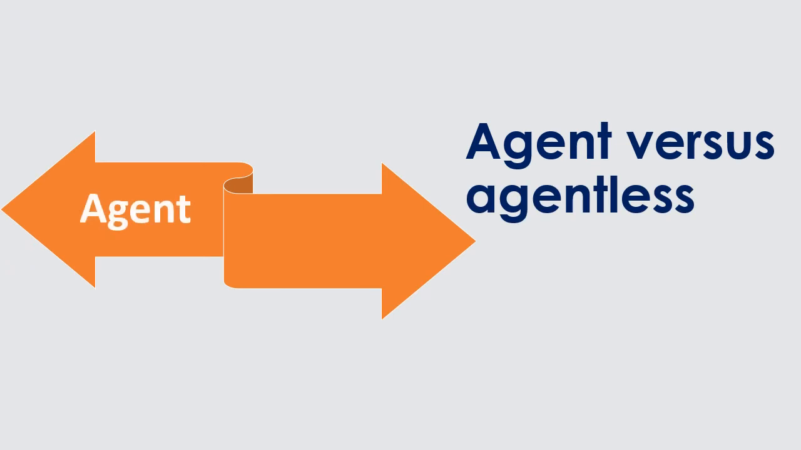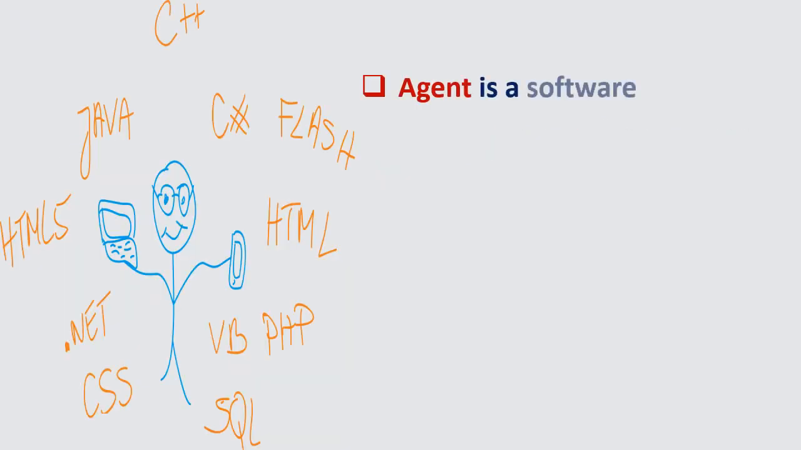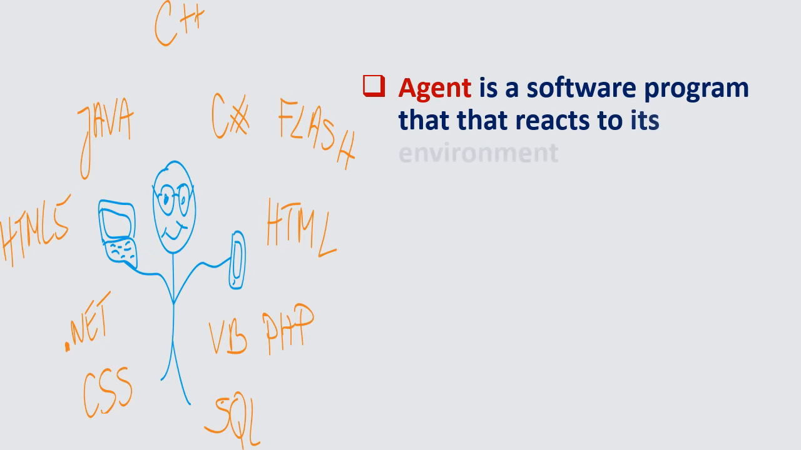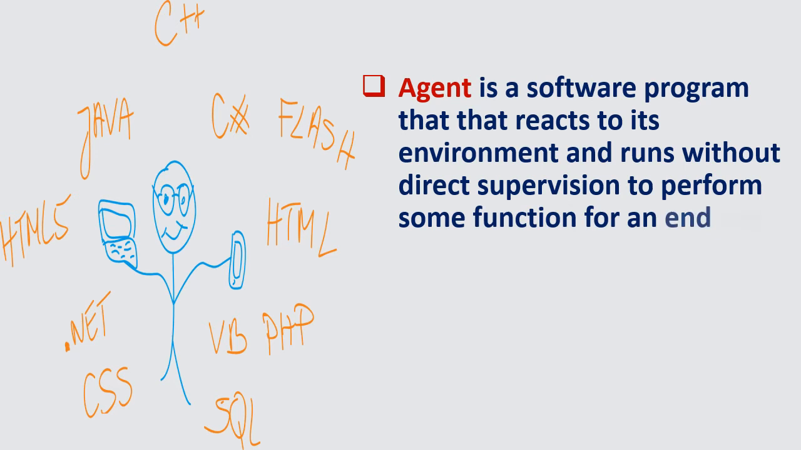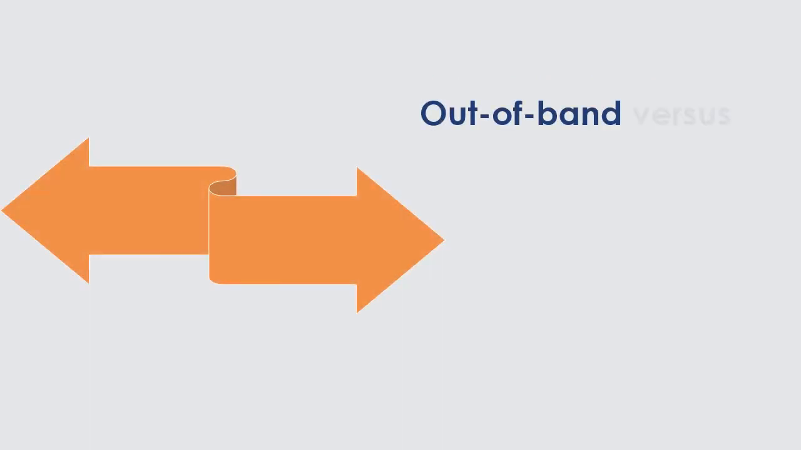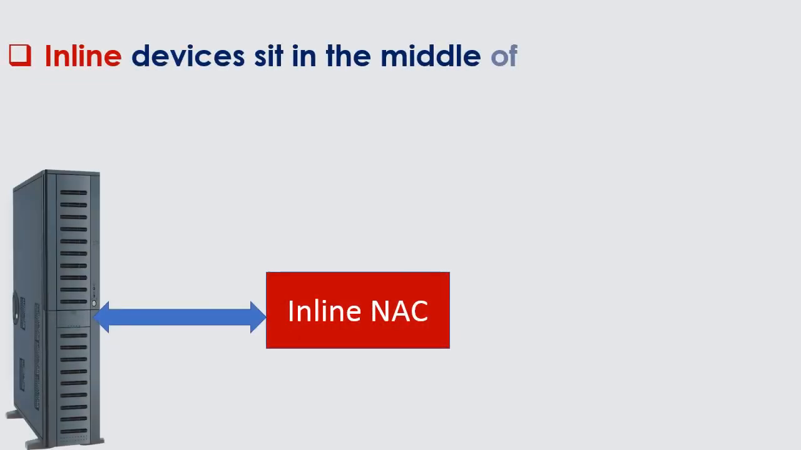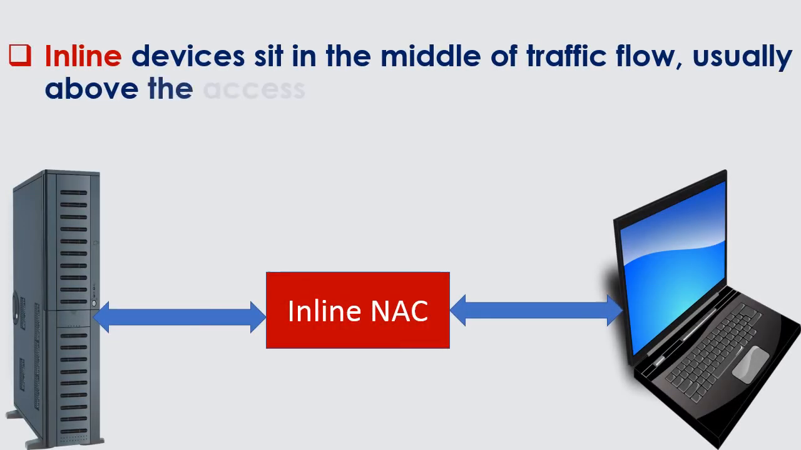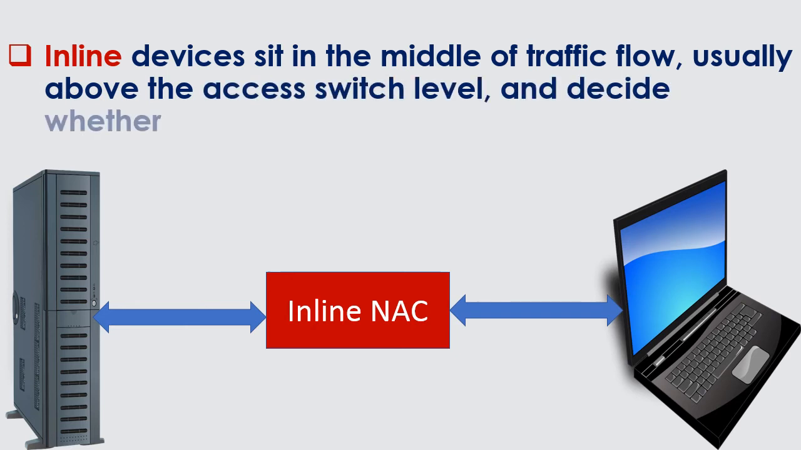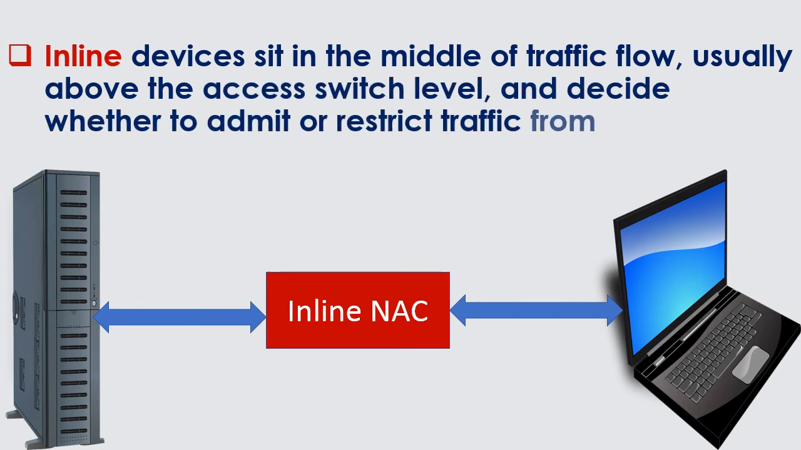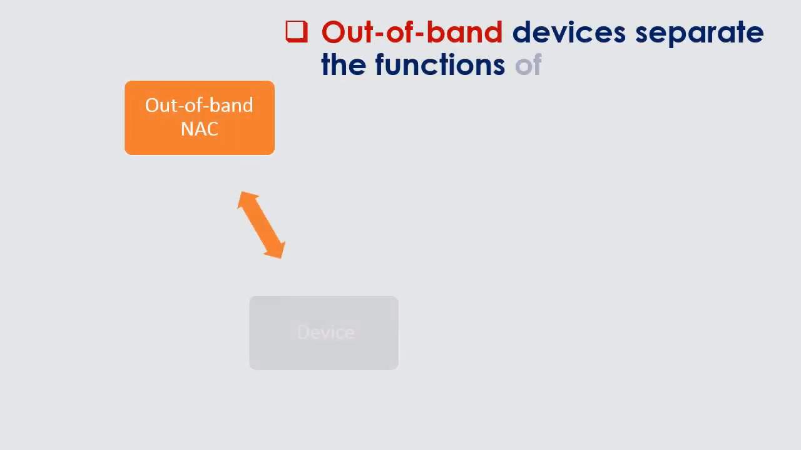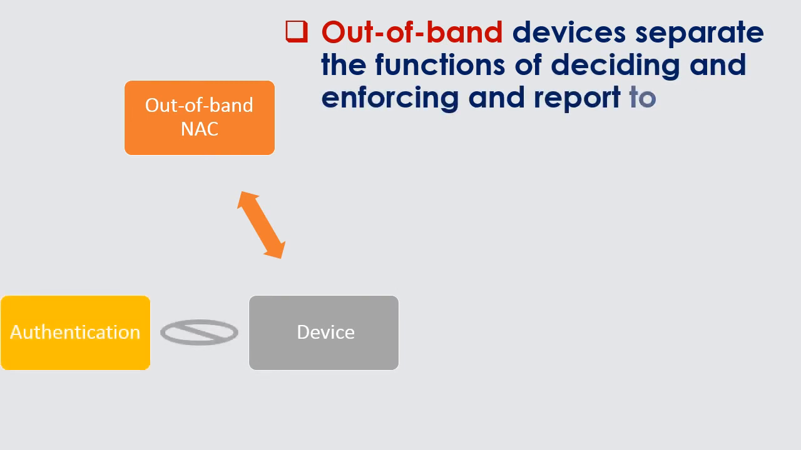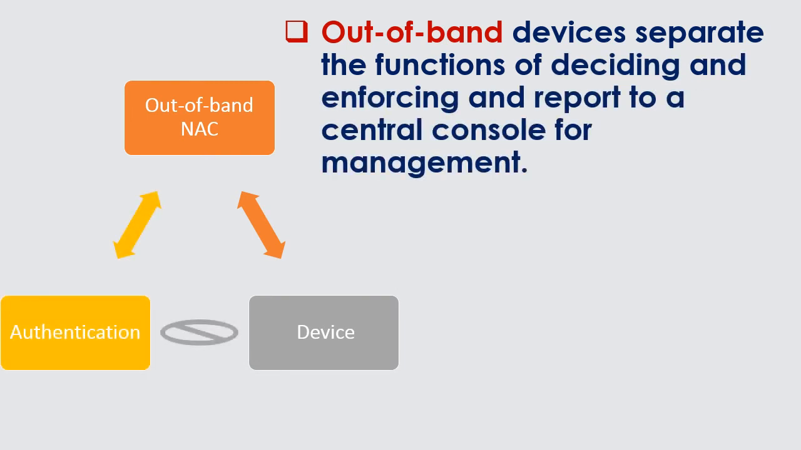Agent versus agentless. Agent is a software program that reacts to its environment and runs without direct supervision to perform some function for an end user or another program. Out-of-band versus inline. Inline devices sit in the middle of traffic flow, usually above the access switch level, and decide whether to admit or restrict traffic from each endpoint as it logs in. Out-of-band devices separate the functions of deciding and enforcing and report to a central console for management.